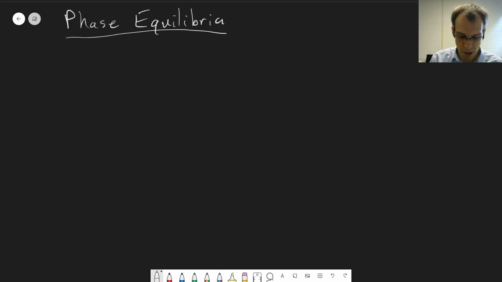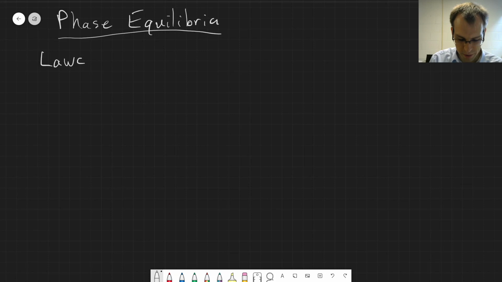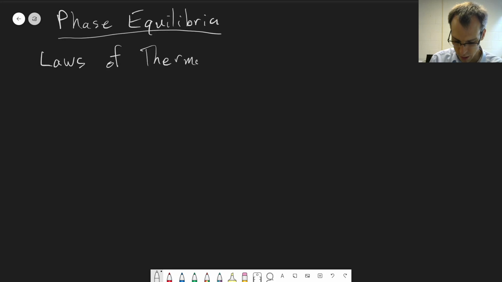So up to this point, we have looked at the laws of thermodynamics, right? So we have our three laws, looking at energy, heat, and work for the first law. For the second law, looking at entropy and increasing in entropy, what defines a spontaneous process. And then the third law defining what zero entropy is equal to.